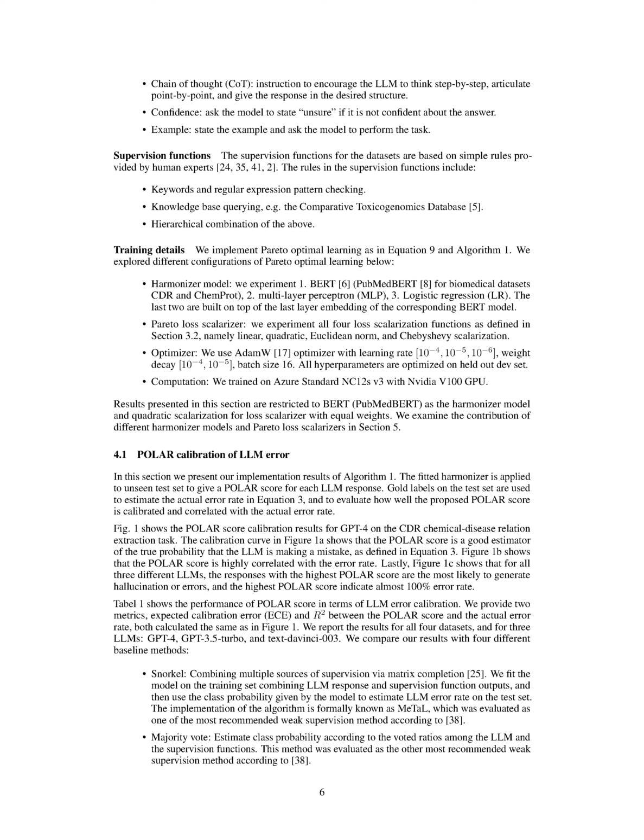We used the GPT-4 model on the CDR chemical disease relation extraction task to demonstrate the calibration results of the polar score. The calibration curve shows that the polar score is a reliable predictor of the likelihood of the LLM making an error, as defined in the equation. The polar score is strongly correlated with the error rate, as shown in the figure. The figure also shows that the responses with the highest polar scores from all three different LLMs are the most likely to produce hallucinations or errors, with the highest polar scores indicating an almost 100% error rate.